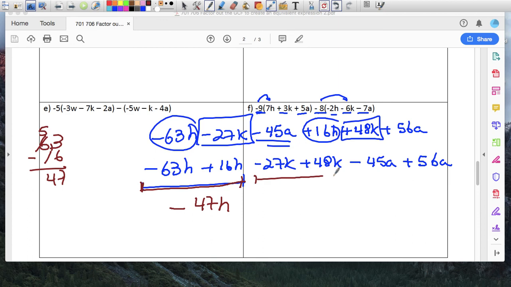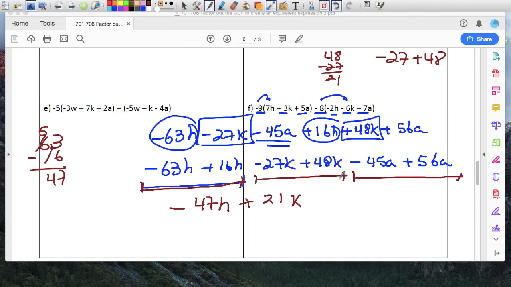This is negative again and a positive. So negative 27 plus 48. There's more positives, so it's going to be plus something k, right? So it's going to be 48 minus 27. It's going to be 21. Over here, it's going to be negative 45 plus 56. There's more positive, so it's going to be plus. So 56 minus 45 is 11a.